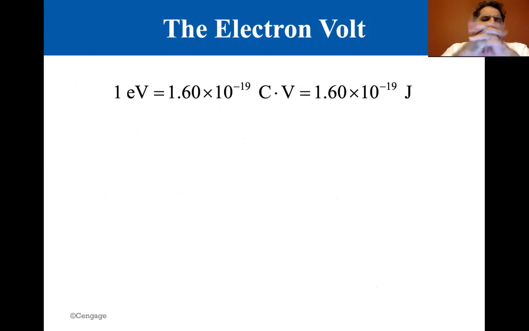Okay, now we're going to define an electron volt. The charge on an electron or a proton, a single charge, is 1.6 times 10 to the minus 19 coulomb. So an electron volt, 1 eV, is equal to 1.6 times 10 to the minus 19 coulomb volts, and that's the same as 1.6 times 10 to the minus 19 joules. So 1 eV is equal to 1.6 times 10 to the minus 19 joules.